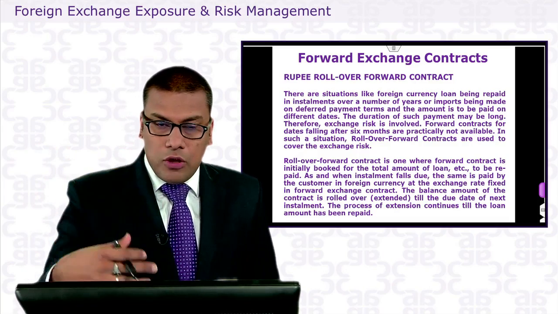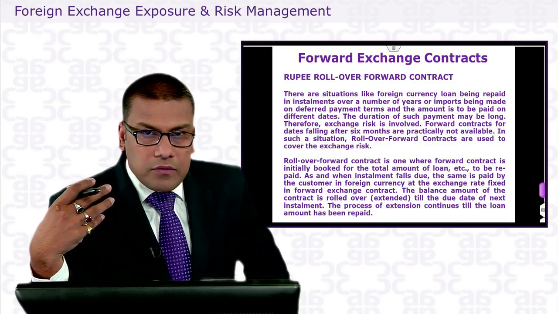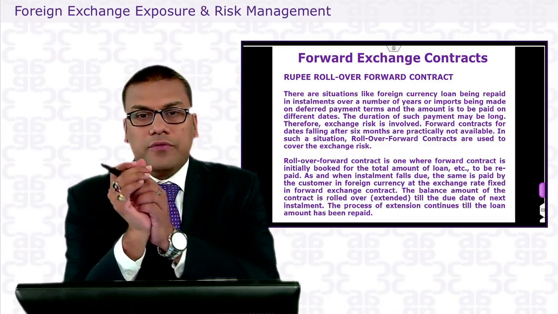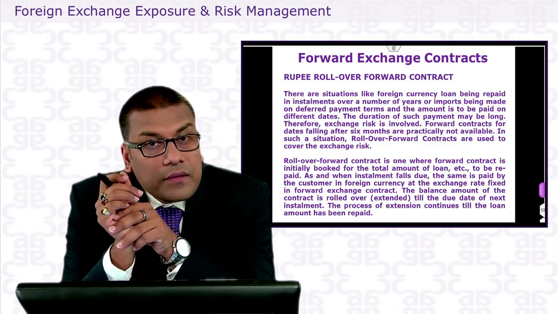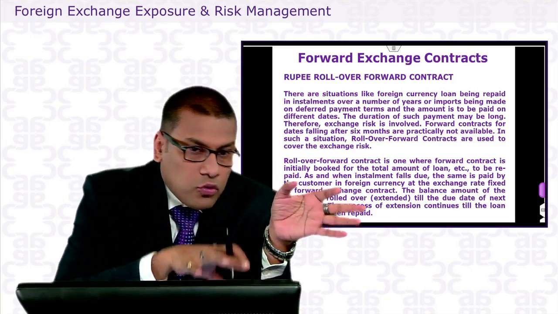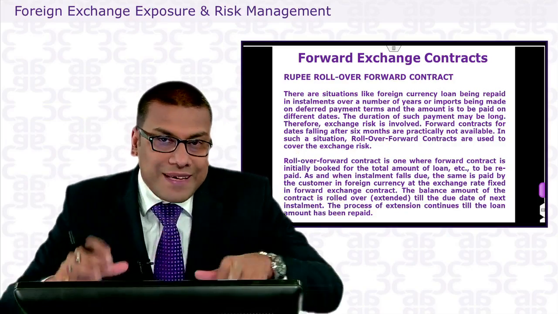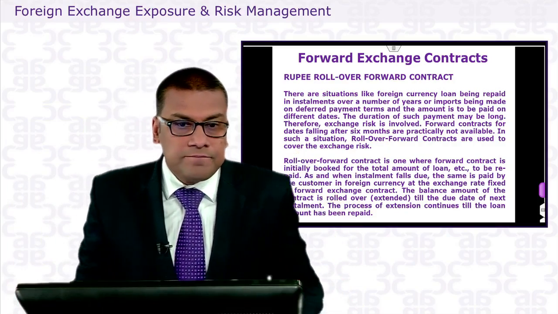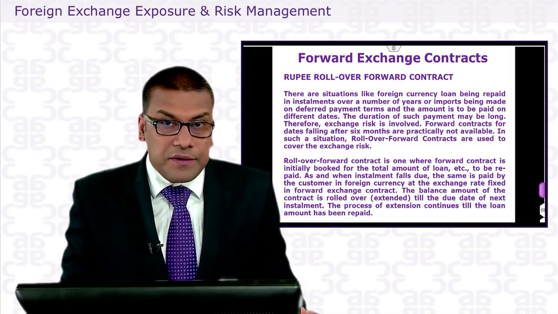So as and when the installment falls due, at that particular time, the foreign currency and the exchange rate needs to be fixed in your forward contract. And the balance amount of the contract would be rolled over, extended. So it's a type of extension of a contract, till the time the next due date of the next installment is falling, and the process of extension continues till the time the entire loan is being repaid.